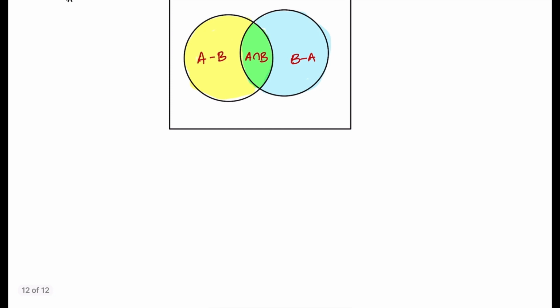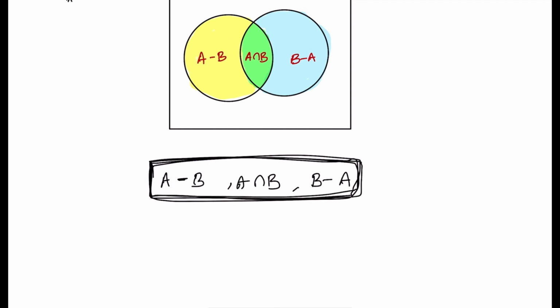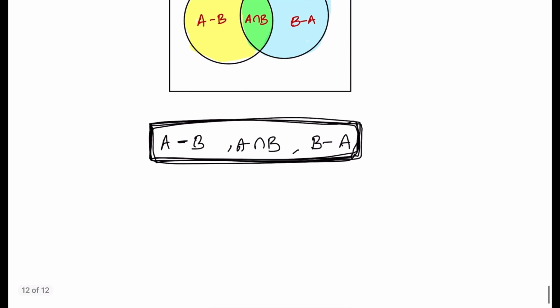Therefore, these three, A minus B, A intersection B, and B minus A, are called mutually disjoint sets, because they do not have any common region. Or I can say there is no common element. The intersection between these three sets is a null set, which means there is nothing common between these three sets.